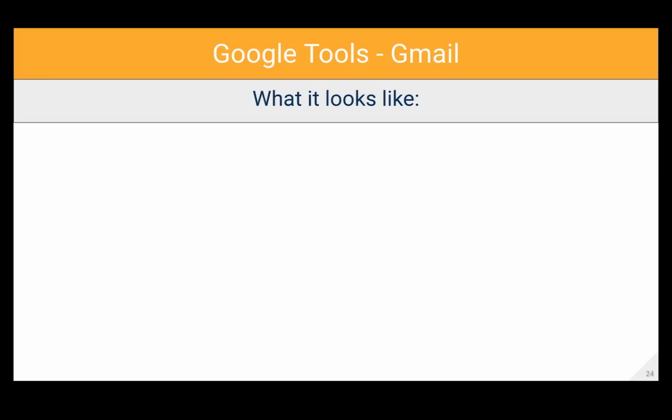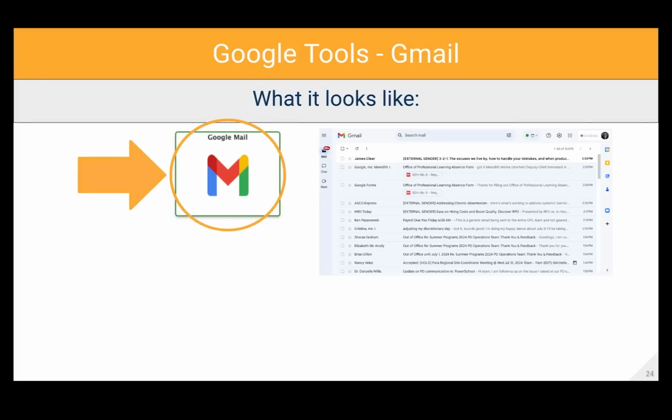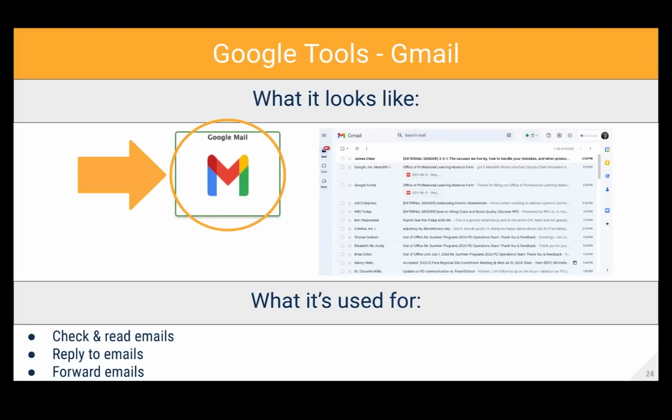The first tool we're going to look at, like we said previously, was Google Mail. In your Hollywood Squares, you should see this Google Mail icon that looks like this. After you click on it, you should see an inbox pop up that looks like the image on the right-hand side of the screen. Gmail can be used for checking and reading emails, replying to emails, and forwarding emails. For this session, we are primarily going to focus on reading and replying to an email.